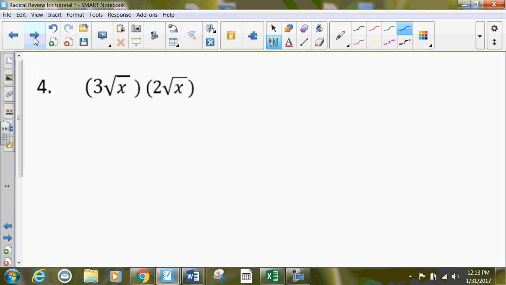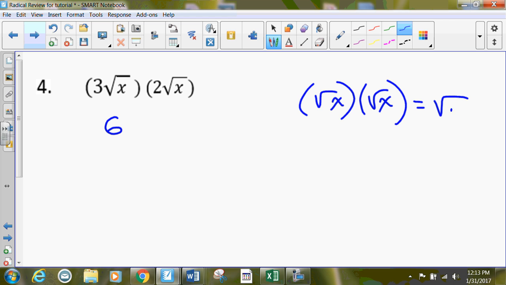Here we've got multiplication, so we know that 3 times 2 is 6, then square root of x times square root of x. If you want to think about it, I mean, you don't have to think at all, but if you want to think, square root of x times square root of x is the same thing as square root of x squared, right? Because we have 2 of them. And the square and the square root cancel each other out, and that's why that's equal to x.